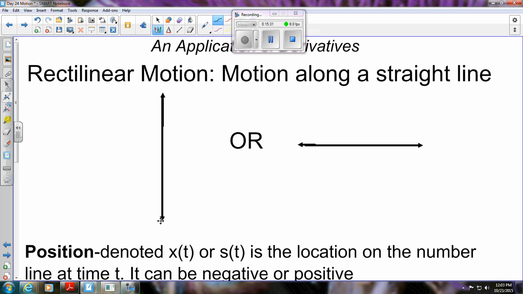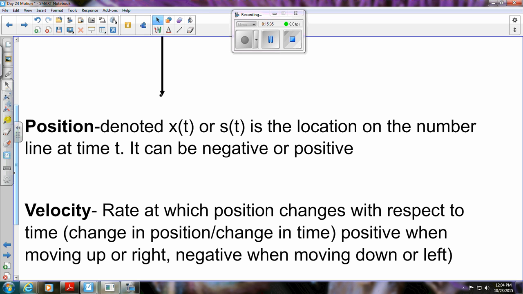We have to get some terminology down. And the first thing we have to talk about is position. Now, in this class, we're going to use either x of t or s of t to talk about position. In physics, what did you guys use for position? Do you remember?